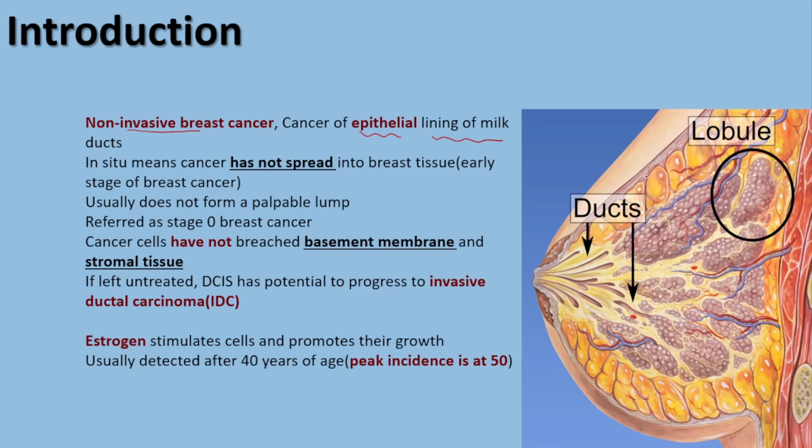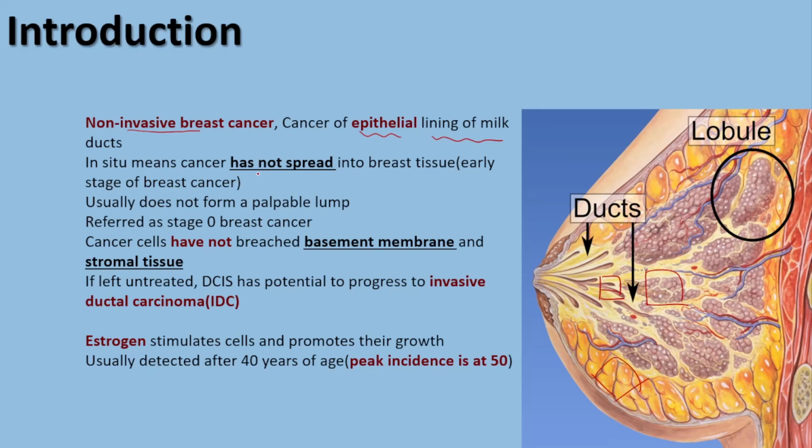So in the breast, we have three main structures. We have lobules that are responsible for production of the milk. We have ducts that are responsible for transferring the milk from lobules to the nipple, and also we have fatty tissues surrounding the breast structure. So in the case of ductal carcinoma in situ, we are going to have cancers of epithelial cells that are lining the ducts in the breast.